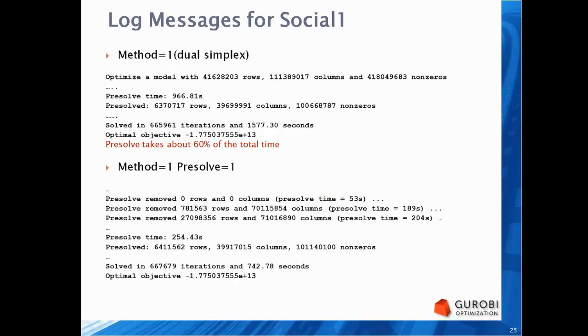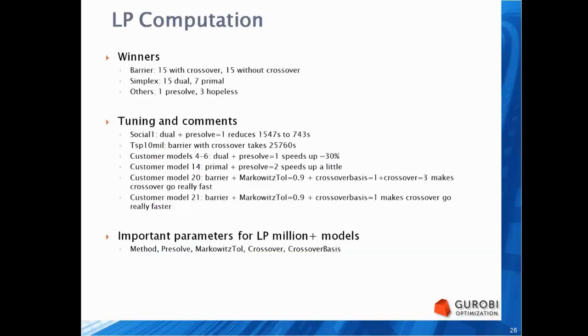Now here is a summary about the winner. If you see the winner, we have barrier win 15 with crossover, 15 without crossover. That means primal, dual, and barrier with crossover are hopeless. Dual is able to win 15, and primal is able to win 7. One model is solved by presolve, although big. Presolve knocked it down to nothing. And 3 models are hopeless. Now you can see most models are solved nicely.